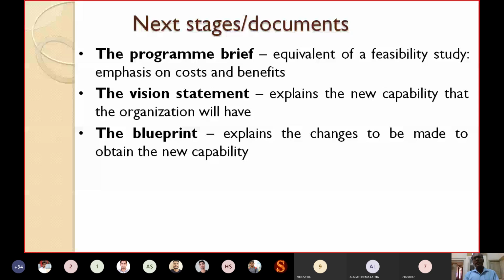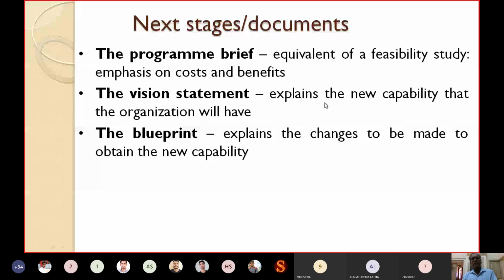The vision statement explains the new capability that the organization will have. The organization should have what new capabilities, that must be mentioned in the vision statement. Then the blueprint explains the changes to be made to obtain the new capability. So in order to obtain these new capabilities, what changes have to be made to the existing plans.